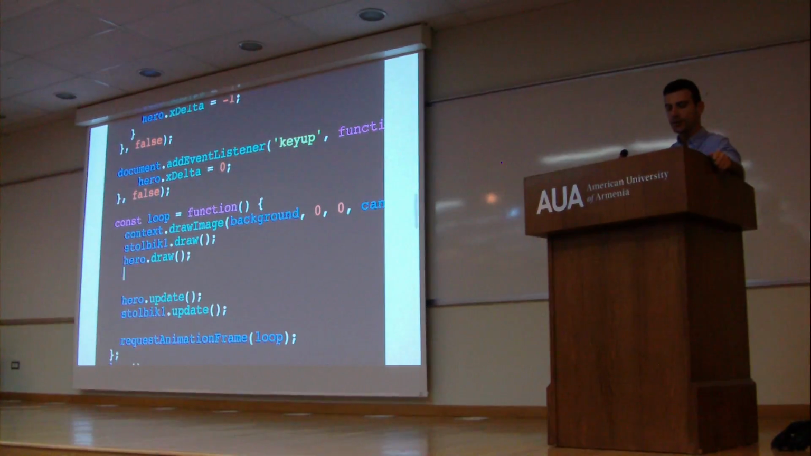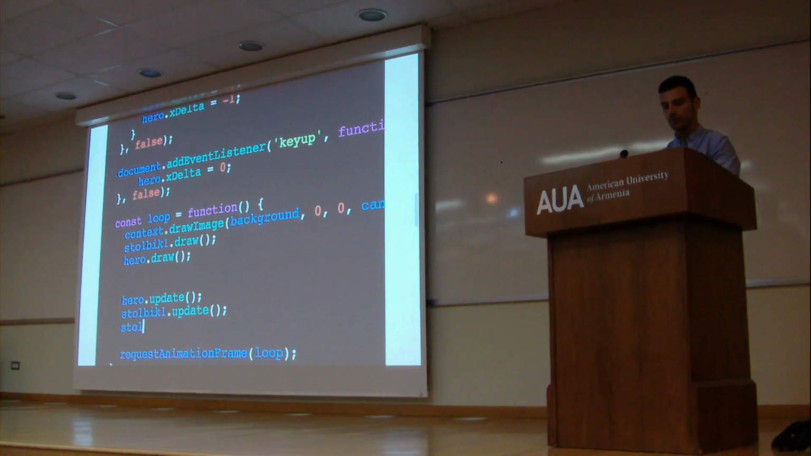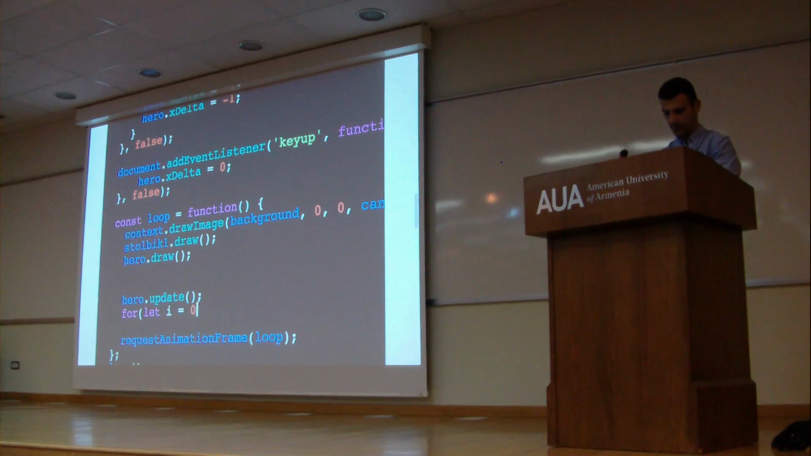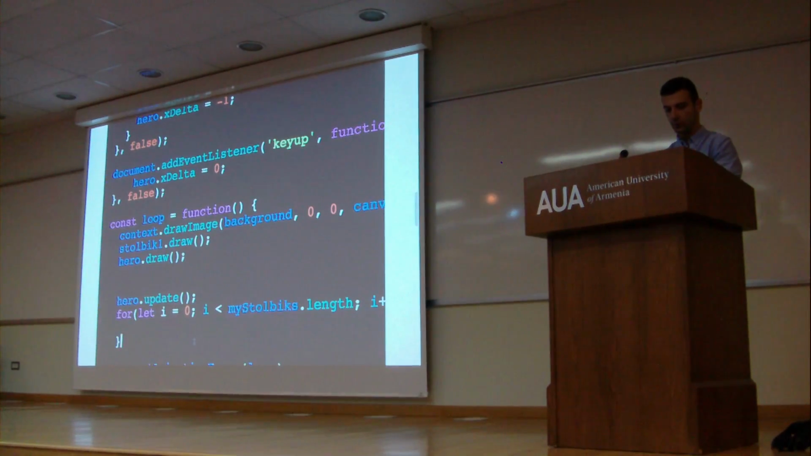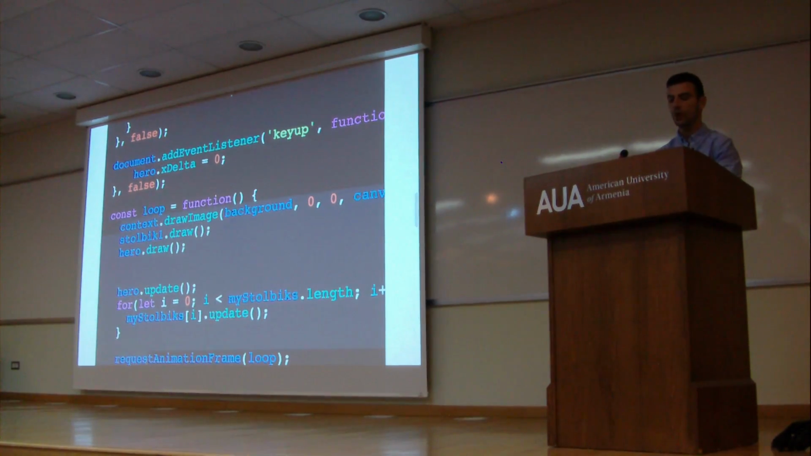First of all, one thing you'll notice is that if we keep doing hero.update, Stolvik 1.update, then as you add more Stolviks, you do Stolvik 2.update. Maybe you put the Stolviks into an array. So you do, for let i equal 0, i is less than myStolviks.length, i plus plus. And then for each Stolvik, you want to do myStolviks[i].update, right? And then here you want to do all the Stolviks draw and so on. And so what you end up with is a whole bunch of code in one function. It's a bad idea to put too much code in one function.